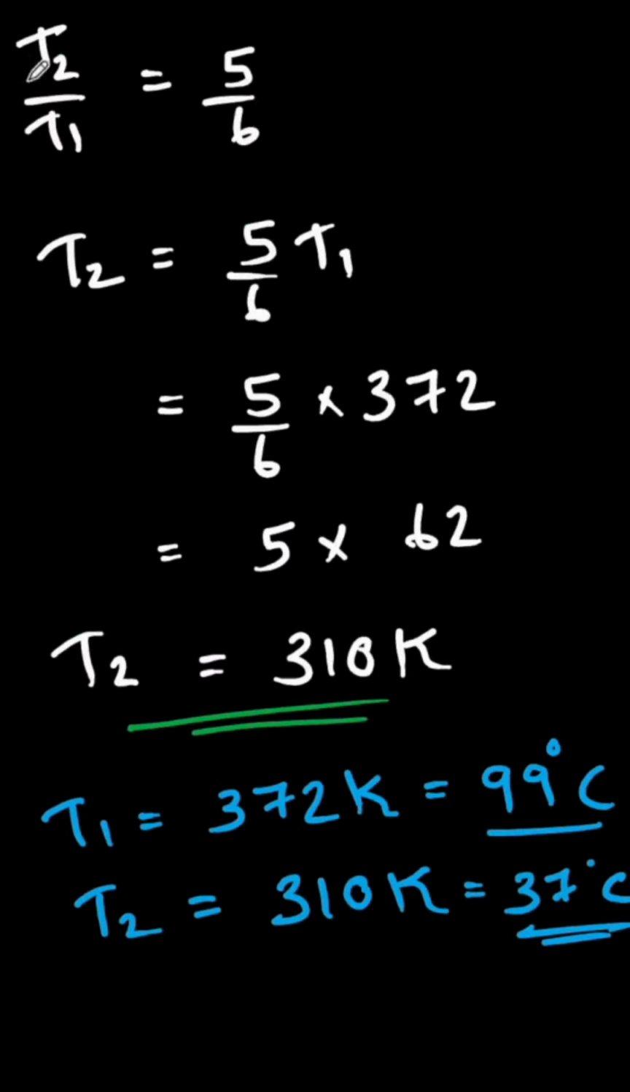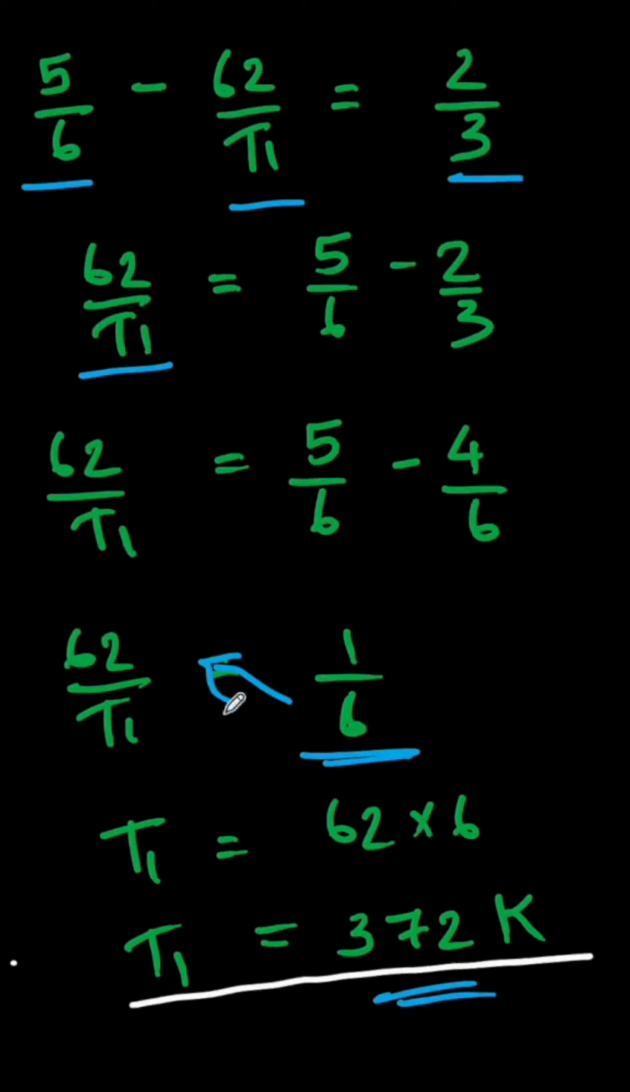Now we already have T2 by T1 equal to 5 by 6, from equation number 1. So T2 is equal to 5 by 6 T1. So 5 by 6 into 372, that is 5 into 62, which is 310 Kelvin. So we just got T2. T2 is 310 Kelvin. We already got T1. T1 is 372 Kelvin.